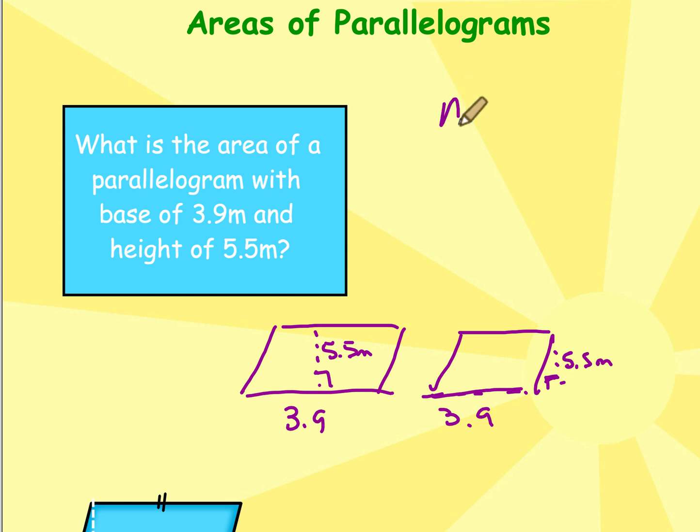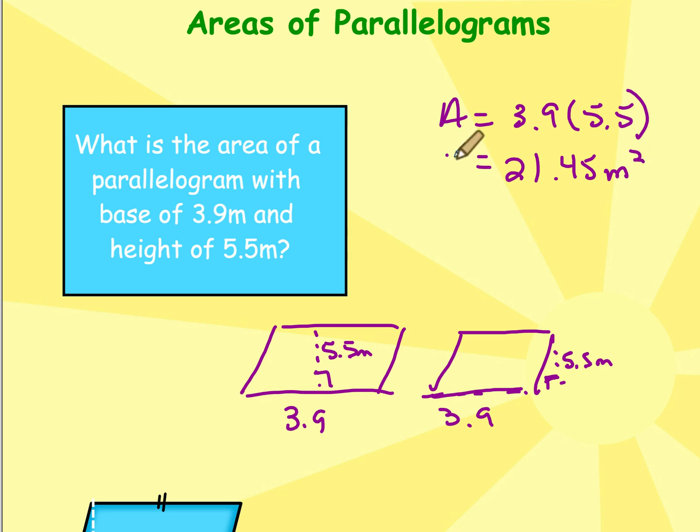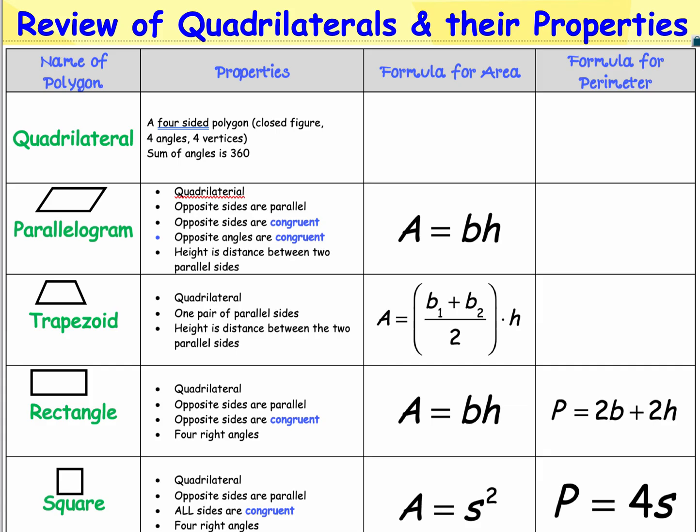Okay, so area is base times height, and then we compute, and we get 21 45 hundredths, and it's meters squared. Okay, and here's our summary, and we will be doing trapezoids another day.